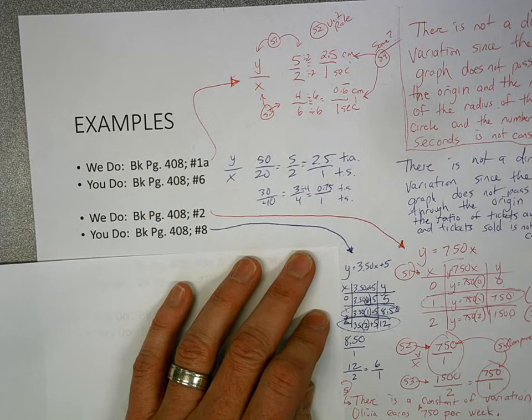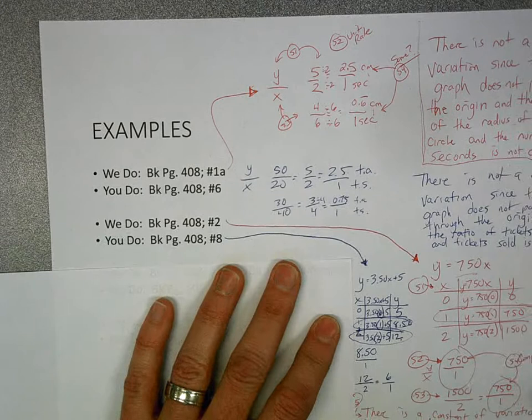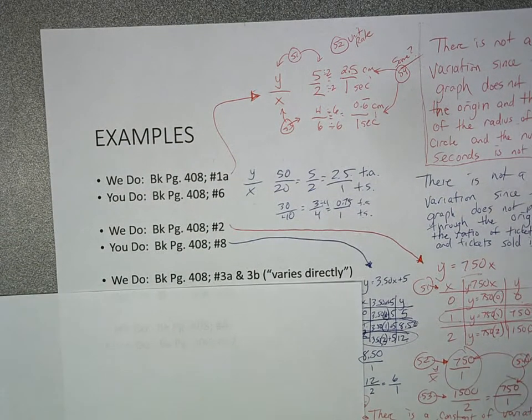Okay, I'm going to go to another piece of paper. I actually have some room to write. So, all right, let's take a look at number three. We'll take a look at both A and B. All right, so problem number three.